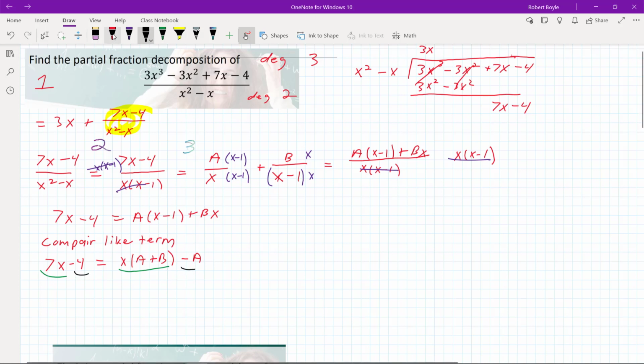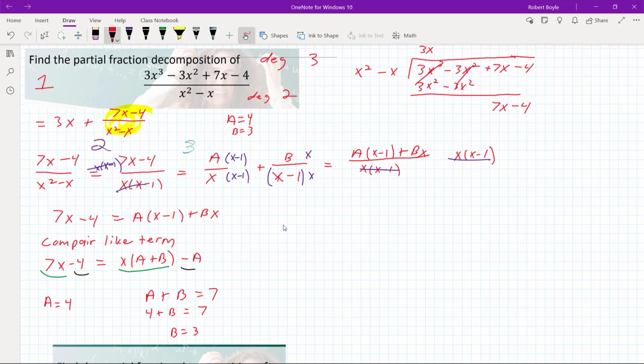Well, that implies that negative 4 must be equal to negative a, or a is equal to 4. And that also implies that, from the linear terms, a plus b must be equal to 7. Since we know that a is equal to 4, we have 4 plus b is equal to 7, or b is equal to 3. So our solutions are that a is equal to 4, b is equal to 3.